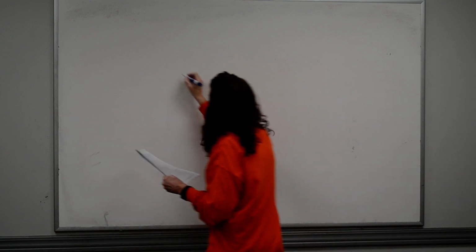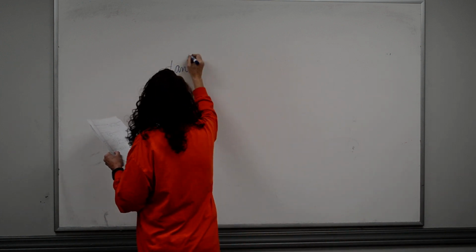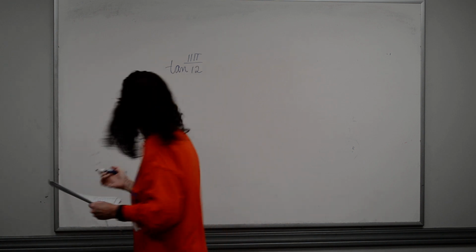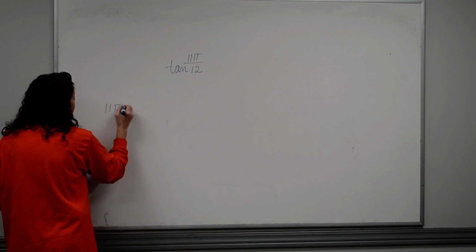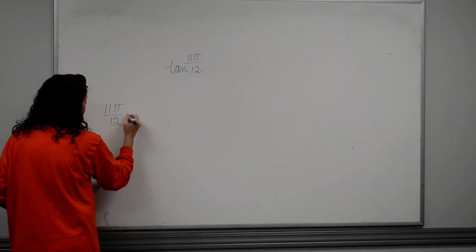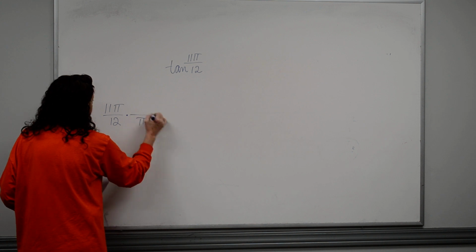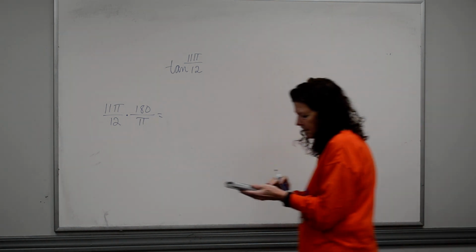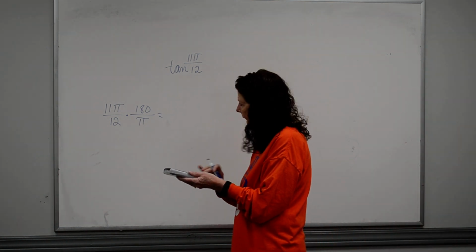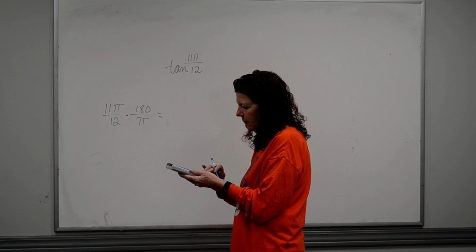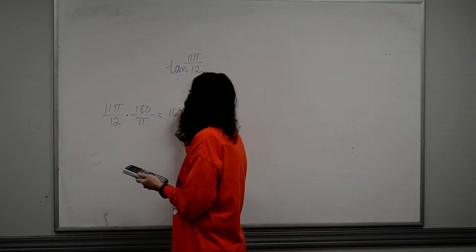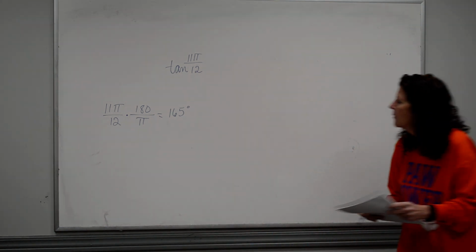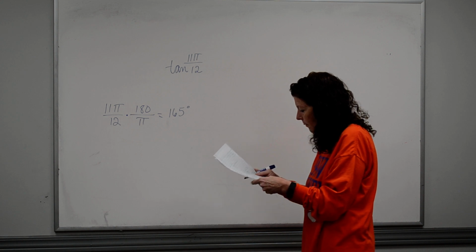So I have the tangent of 11 pi over 12. The first thing I'm going to do is convert this to degrees. So 11 pi over 12, and I'm going to multiply here, pi on the bottom, 180 on the top. My pi's are going to cancel out, so I have 11 times 180 divided by 12, and that's going to give me 165. Now, 165 has to be written in terms of your unit circle.